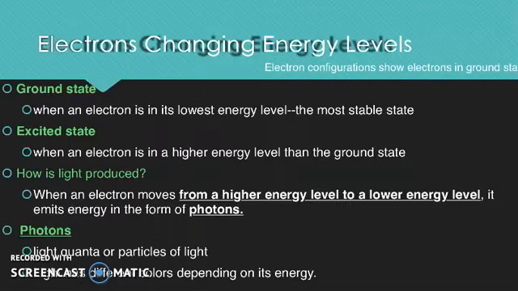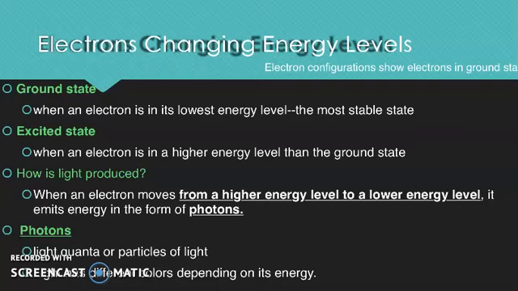So our electron configurations that we've been doing show our electrons in the ground state. And the ground state is just when an electron is in its lowest energy level, the most stable state of the electron. So obviously, it makes sense that electrons are most often going to want to be in their ground state because it's the lowest energy level they can be. It doesn't take extra energy to be at a higher level. If they can just be at their ground state, following Aufbau's principle, we're going to fill the lower energy levels first, and they're going to start in that ground state.